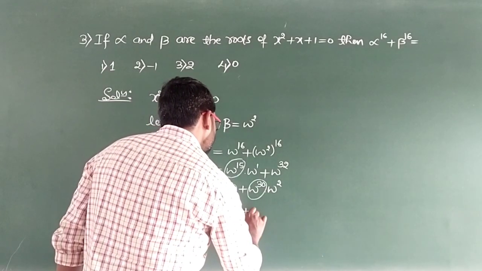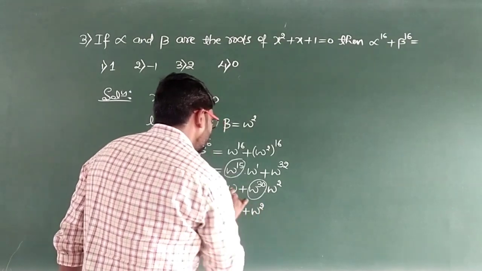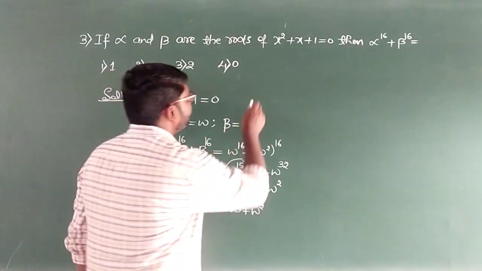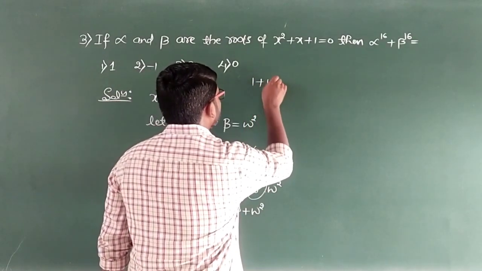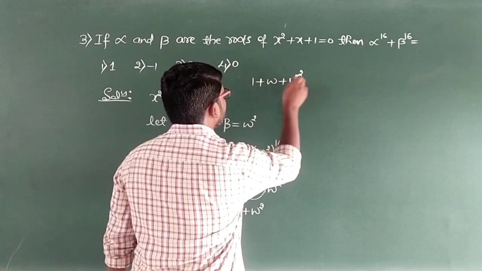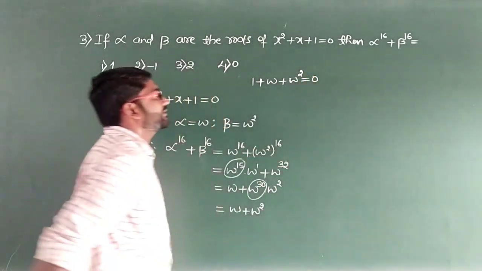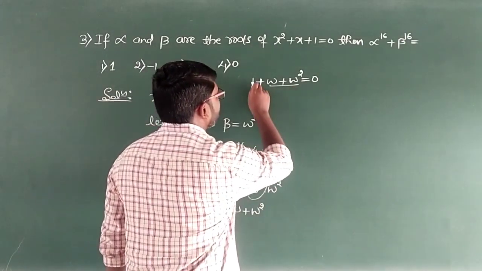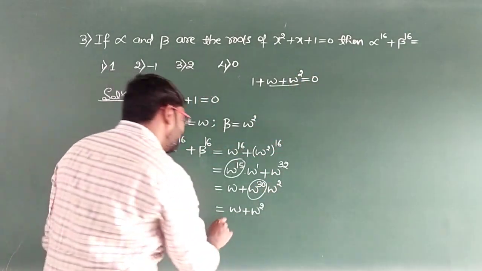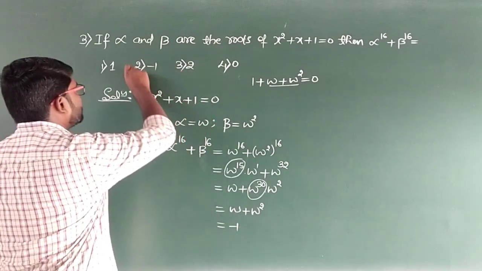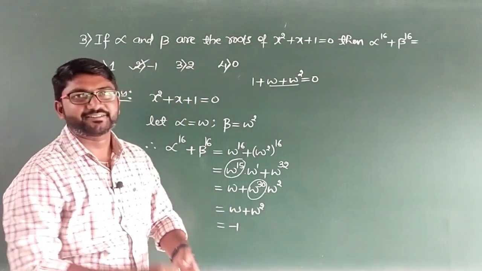Omega plus omega square. So we know that in the cube roots of unity, we have studied that 1 plus omega plus omega square is equal to 0. We have omega plus omega square, that means take the 1 to the right hand side, we get minus 1. Hence the answer is minus 1. So option 2 is the correct answer.